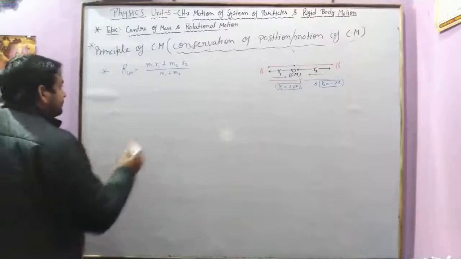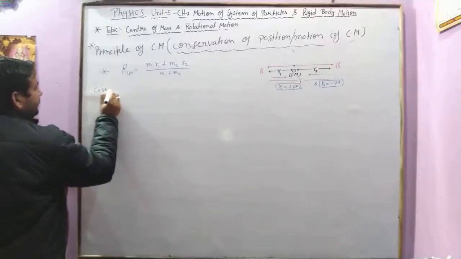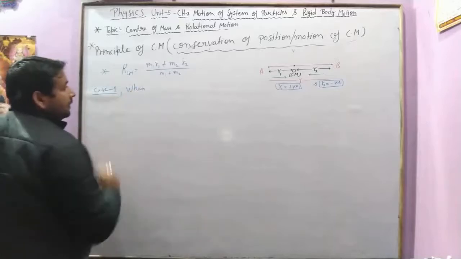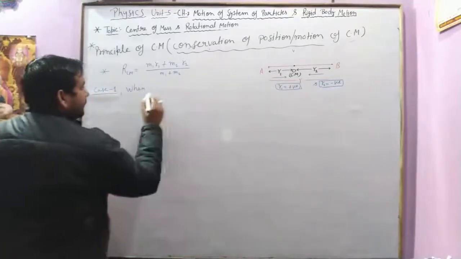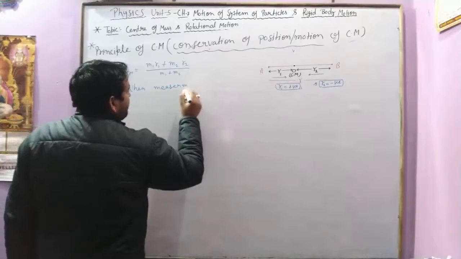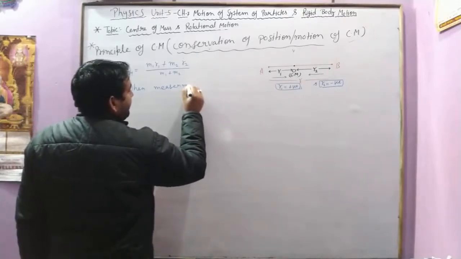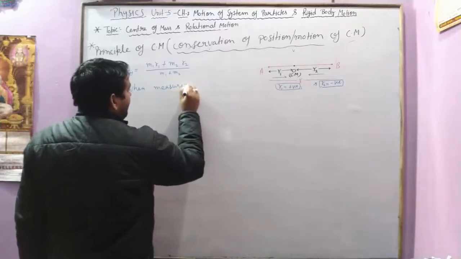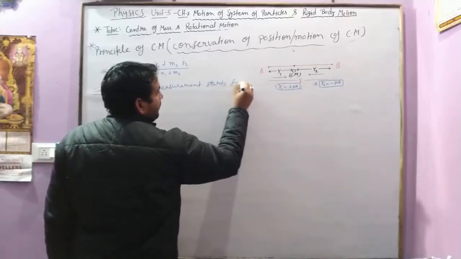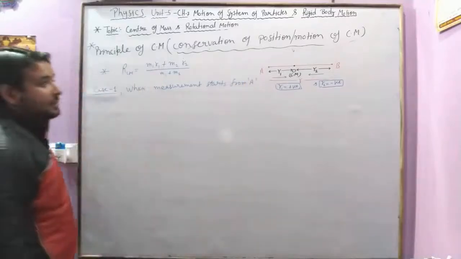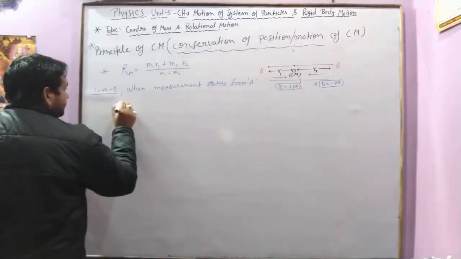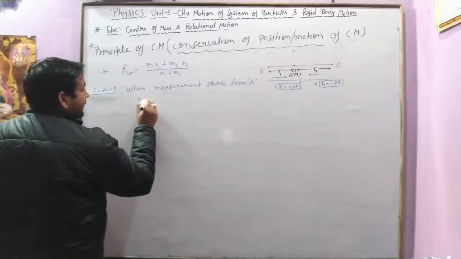Now case 1: when measurement starts from A, that is, the location of center of mass is at A, therefore R1 is equal to 0.